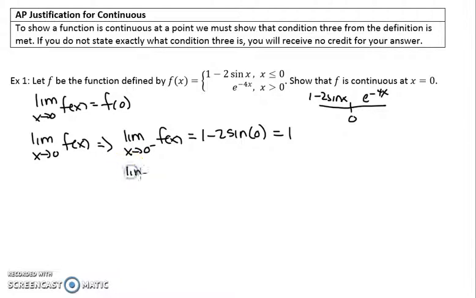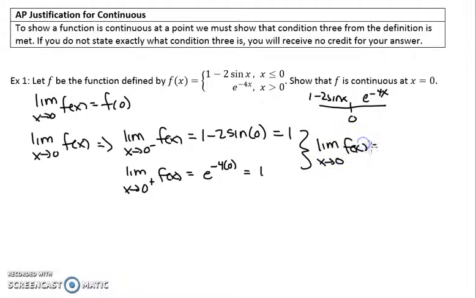So now we've got to check the limit as x approaches 0 from the right of f of x. Well, that's going to be e to the negative 4 times 0. Negative 4 times 0 is 0, e to the 0 is 1. So the left-hand limit and the right-hand limit are the same thing. So we know from this that the limit as x approaches 0 of f of x is 1.